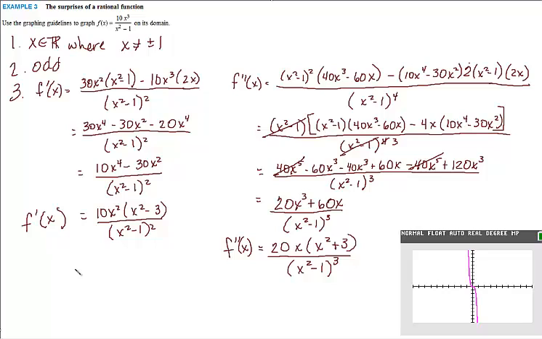Step number 4, find the possible critical points and points of inflection. I went ahead and factored it so that I could just look at it and say 0, plus and minus square root of 3, and plus and minus 1. Here would be x equals 0 and plus and minus 1, and I'll go ahead and write those down.